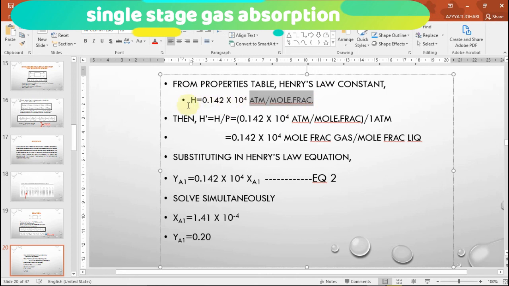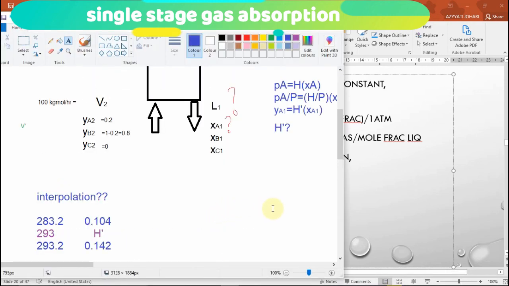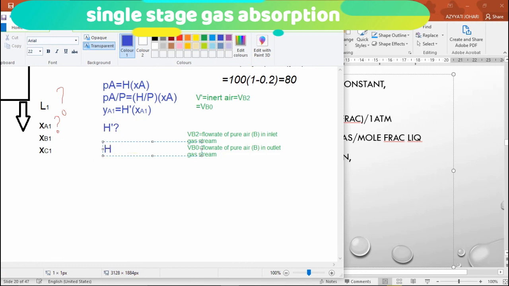So from the table, we got the Henry's law value, the H. But in this solution, we want to solve for H prime. And we know H prime equals H over P, which is stated here. So from the table, we get the value for H, and we need to divide by the total pressure, then only you get the value for H prime.